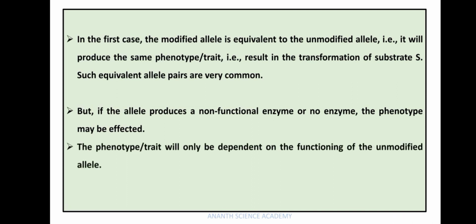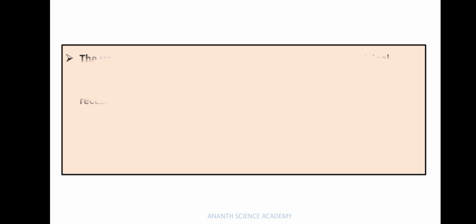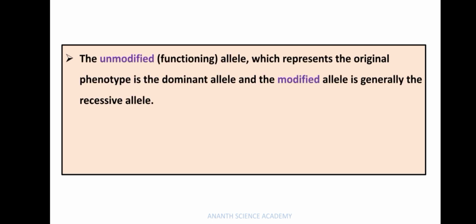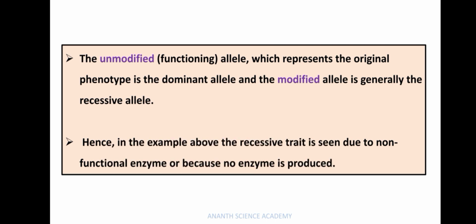The phenotype or trait will only be dependent on the functioning of the unmodified allele. The unmodified functional allele, which represents the original phenotype, is the dominant allele, and the modified allele is generally the recessive allele. Hence, in the example above, the recessive trait is seen due to non-functional enzyme or because no enzyme is produced.